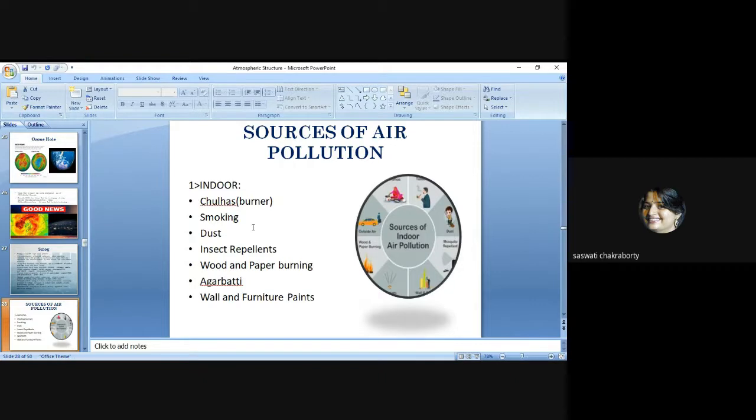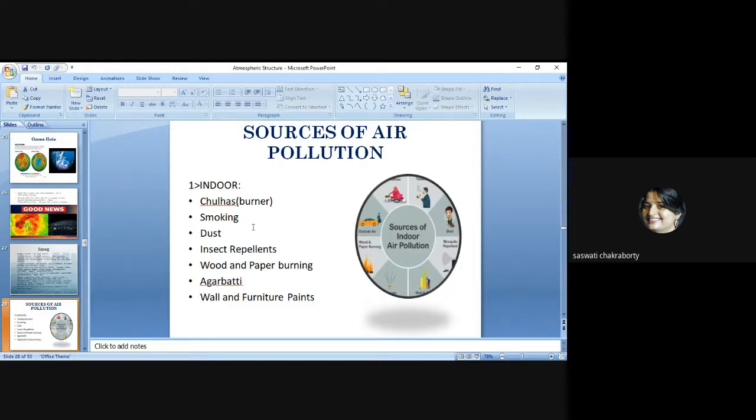Such as burning of the chula. Chula means, in villages we see the chula burning using coal, cow dung, and all those things. They just burn those burners. They emit a huge amount of smoke and are a very good source of carbon monoxide.